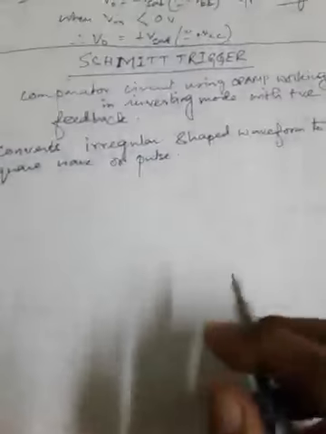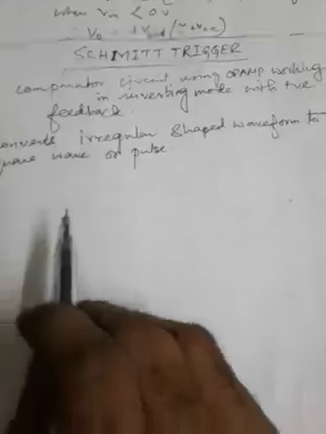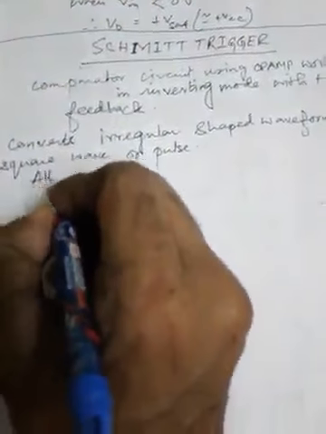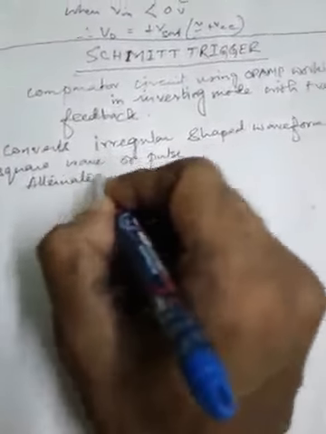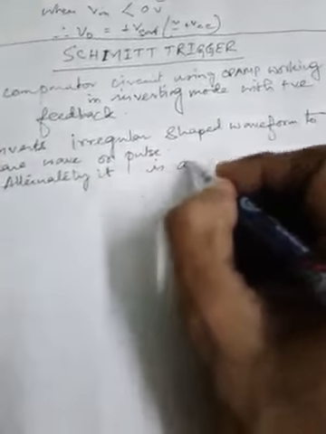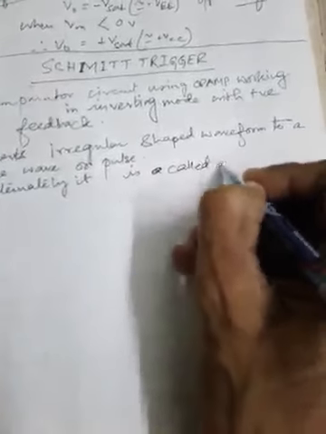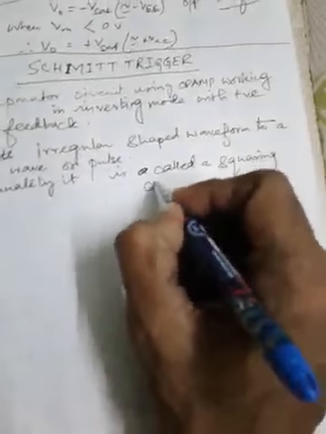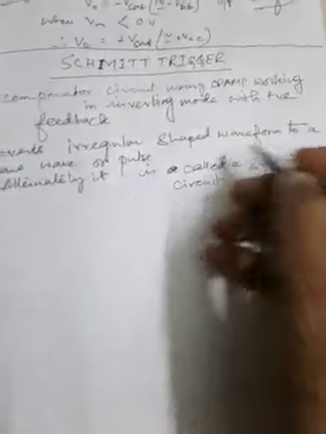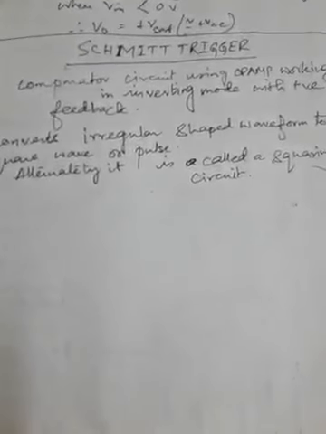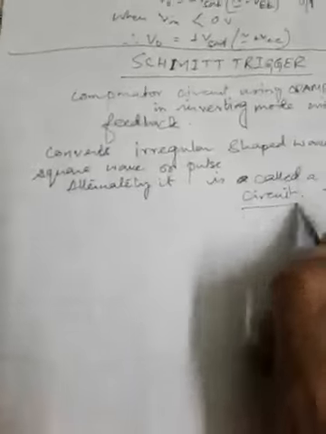Now because of this, alternately a Schmitt trigger circuit is called a squaring circuit. That means whatever shape of waveform you apply at its input, it will convert it into a square wave or pulse. So that's why it is also called alternately a squaring circuit. So this name is important.